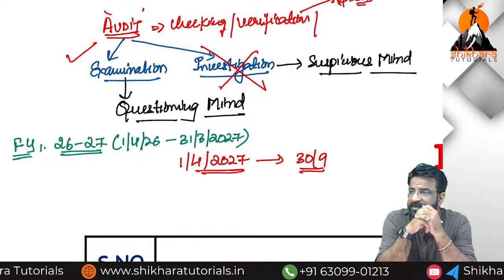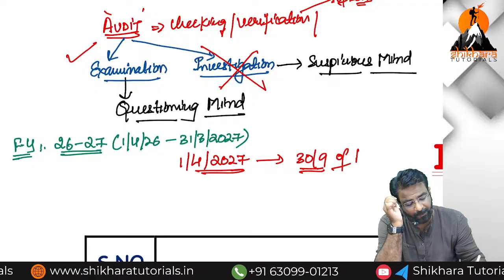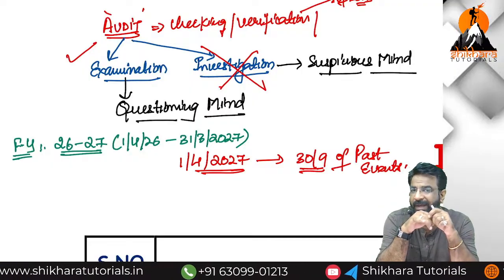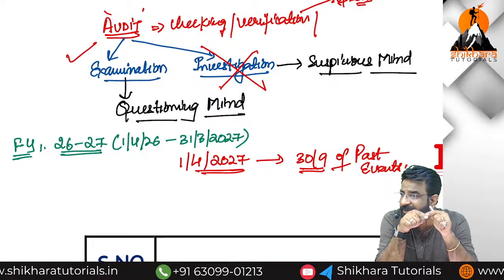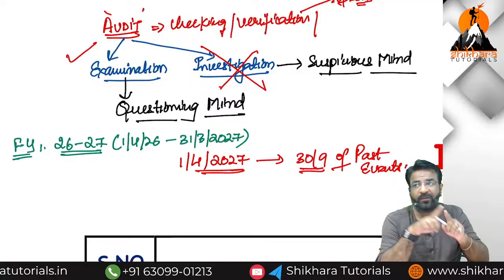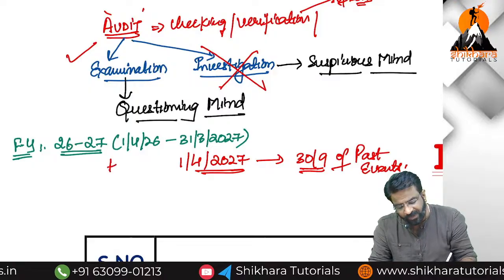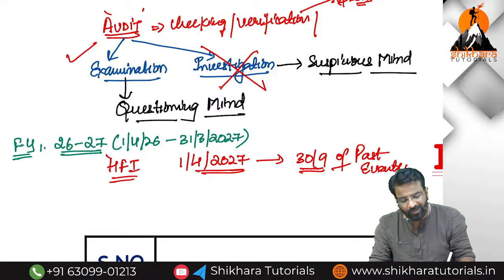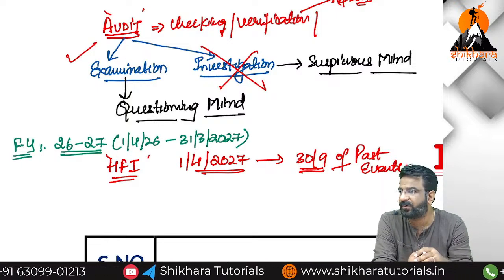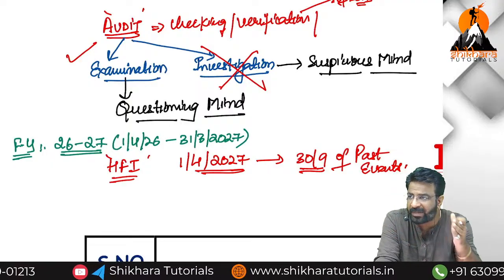It means we do the audit of past events. When I'm doing the audit in 27-28, for which financial year am I doing it? So we do the audit of HFI. What do we do the audit of? Historical financial information. We never do the audit in between. We wait for the client to end its what?